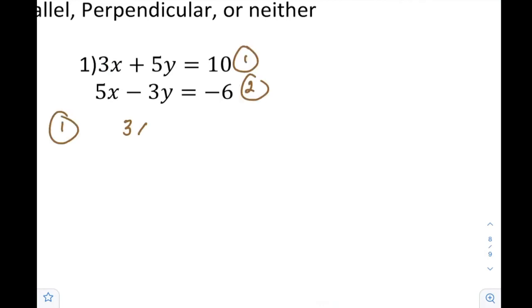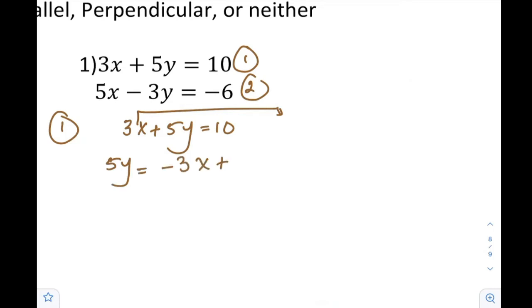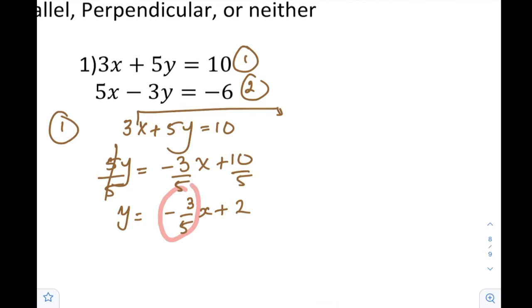The first equation. Take the 3x there. And then we want y alone. We divide everything by 5. So y is negative 3 over 5x plus 10 over 5, which is 2. So this is the slope that I'm looking for. The first one, this is M1.